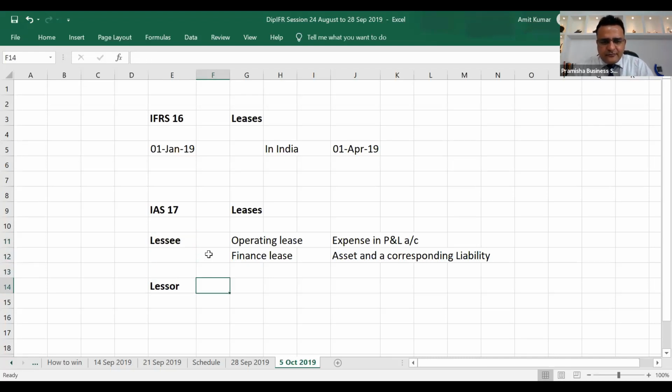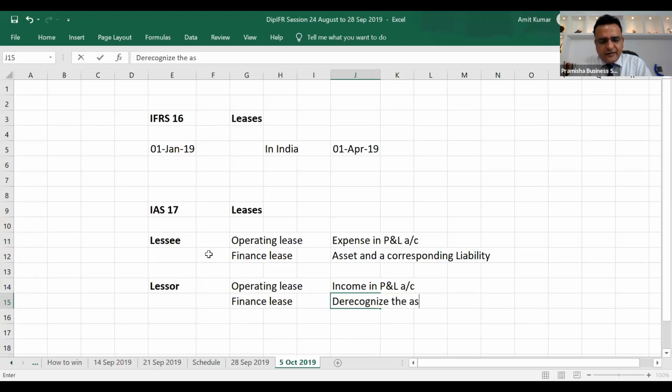Lessor, if they entered into an operating lease, were recording simply an income in P&L for handing over this asset on lease to someone. And if they had entered into a finance lease, they were supposed to de-recognize the asset and replace it with lease receivables, because they were supposed to receive an amount against it.